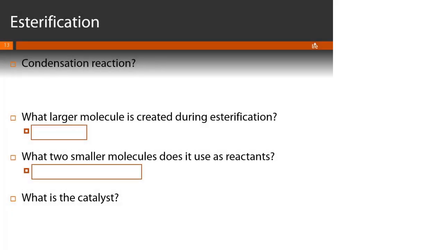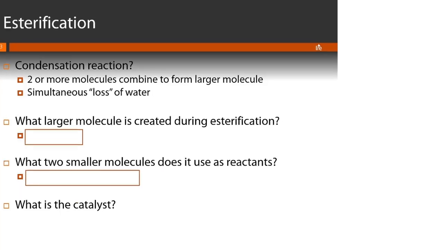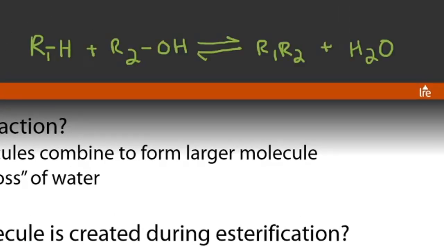Alright guys, so today we are going to cover condensation and hydrolysis reactions. So a condensation reaction is where two or more molecules combine to form a larger molecule with the simultaneous loss of water. So this is a type of double replacement reaction that looks like this. So we're essentially going to react two smaller molecules together to form a bigger molecule, and we're going to create water in the process. So what larger molecule do you think we would be creating in a reaction called esterification?